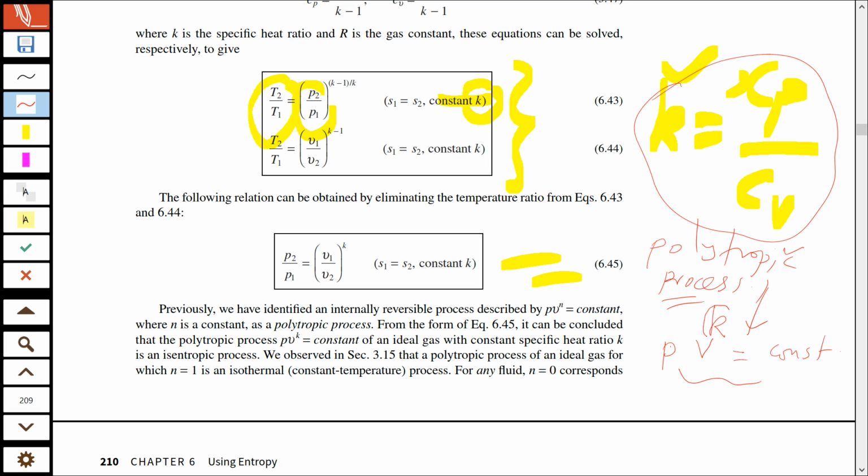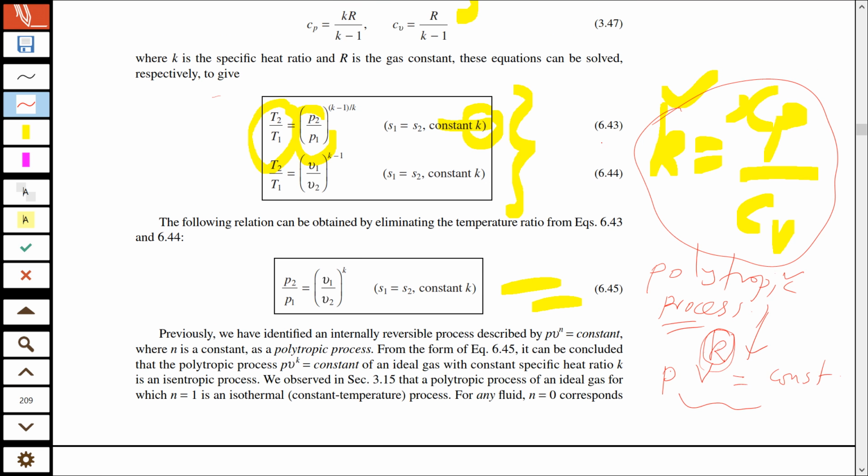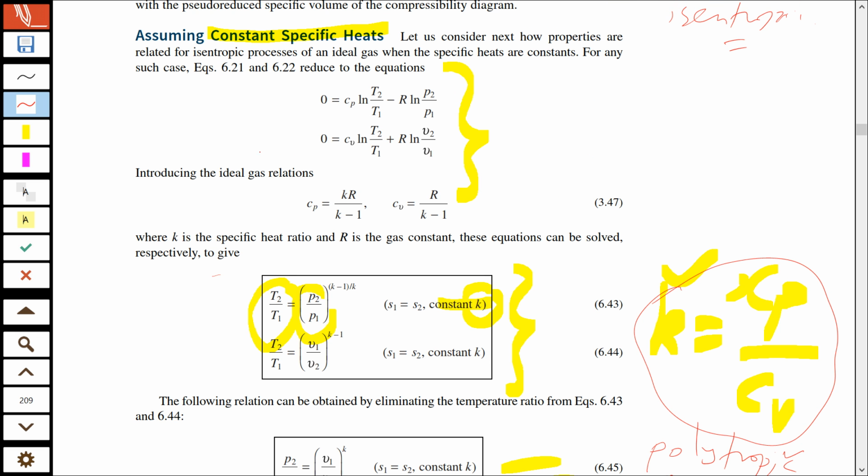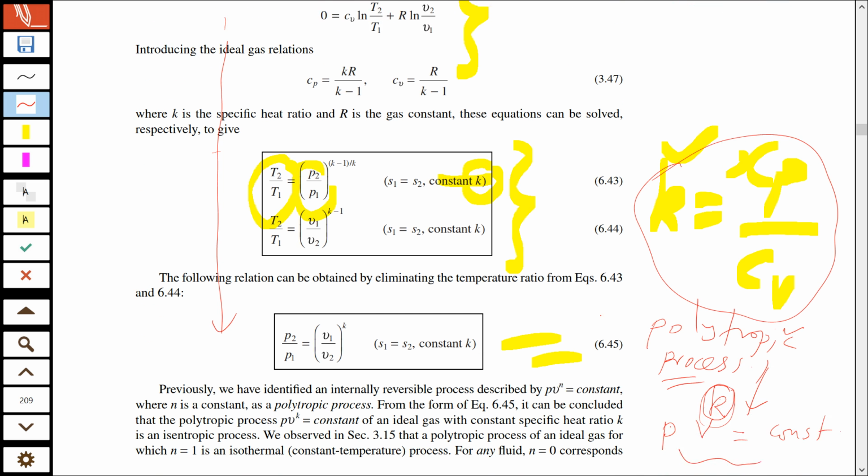Polytropic process does not require this exponent to be equal to k. But I think in session 2 there was even a question, some MCQ, where I specified that this exponent is k exactly. Then these equations, from 6.43, 3.47, if you look at all these equations, of course, you assume constant specific heats, so K is assumed constant.